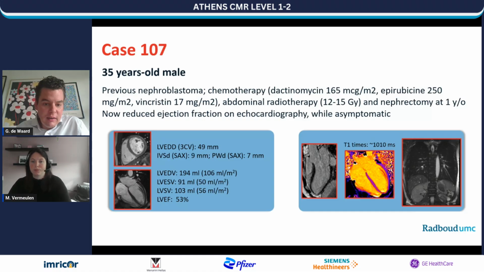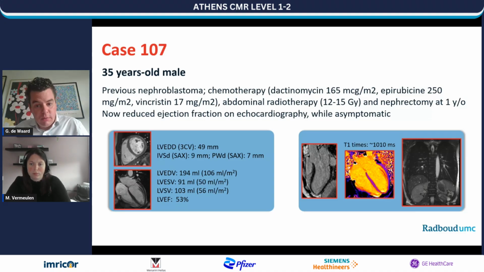Had radiotherapy as well, underwent nephrectomy. Now he had a little bit of a reduced ejection fraction on echo, but when we did the CMR analysis, I'm not sure which values we'll get this time, but it was very close to the cutoff value of 53, which is right about where you would say, is this mildly reduced or is this still normal?